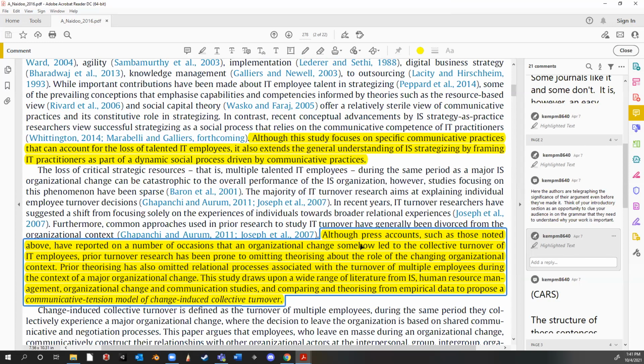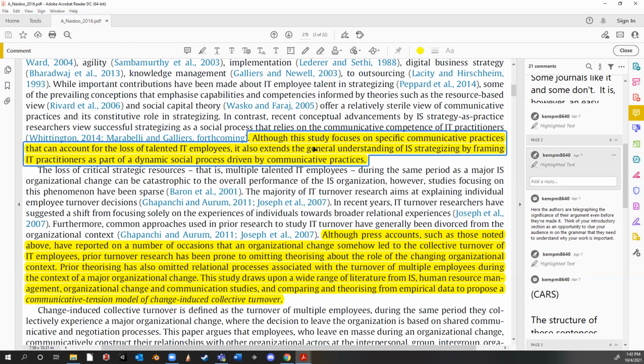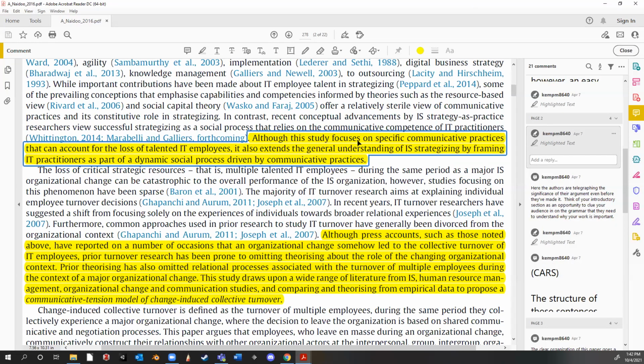gap. So, although press accounts have reported on a number of occasions that an organizational change somehow led to the collective turnover of IT employees, prior turnover research has been prone to omitting theorizing about the role of changing organizational context. Prior theorizing has also omitted, and so on, right? So identifying, hey, prior studies have done this, prior studies have missed this, and therefore this is what we are going to do. You need to articulate where your work fits into an ongoing conversation.